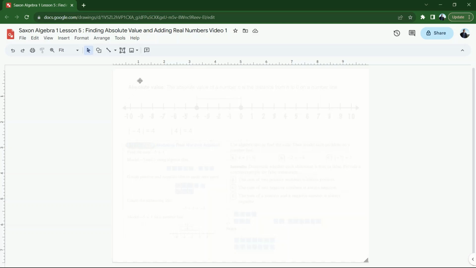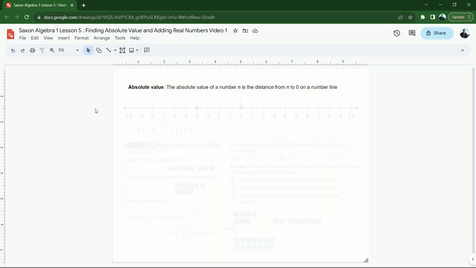All right, now let's start off by defining what an absolute value is. It's maybe not what you think the definition is. Absolute value is, and I'm going to say for a number n, the absolute value of that number is the distance from n to 0 on a number line. That's how I define it.